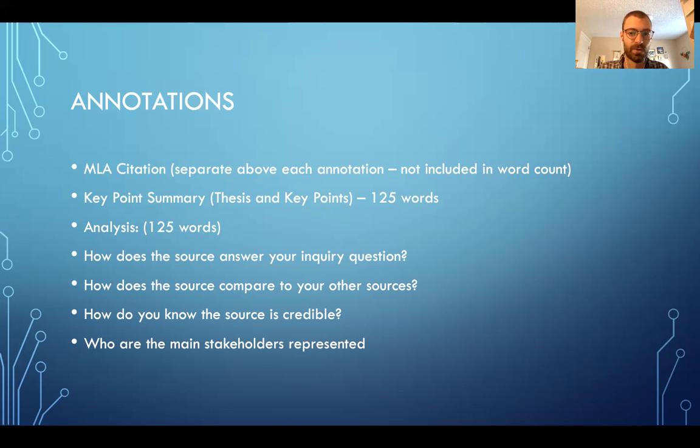And who are the main stakeholders represented? So if it's talking about a particular aspect of your inquiry question, there are probably people or groups or institutions that are affected by it. And so I want you to answer that question as well.